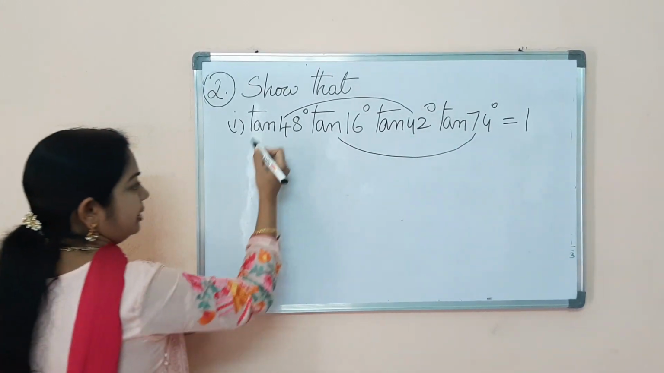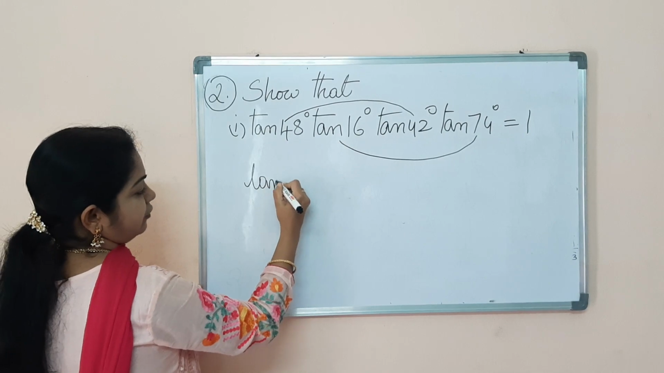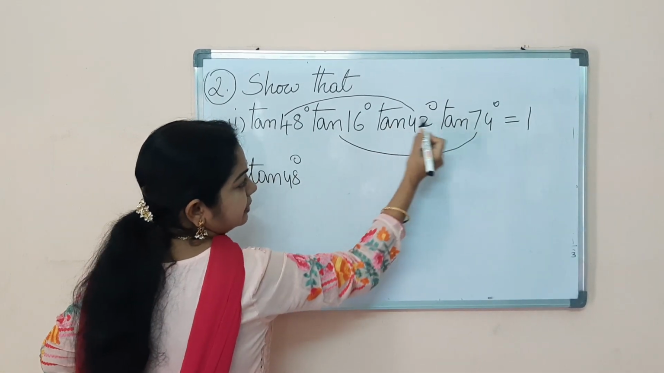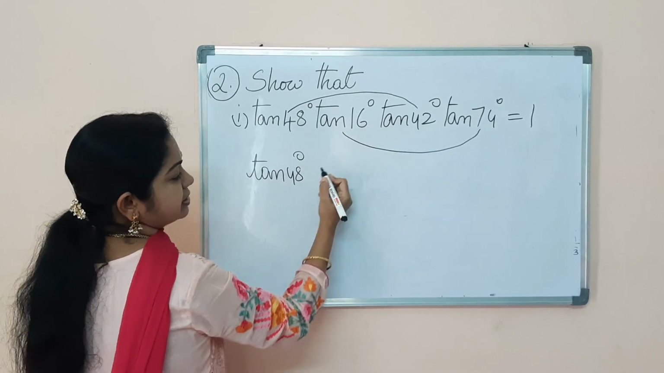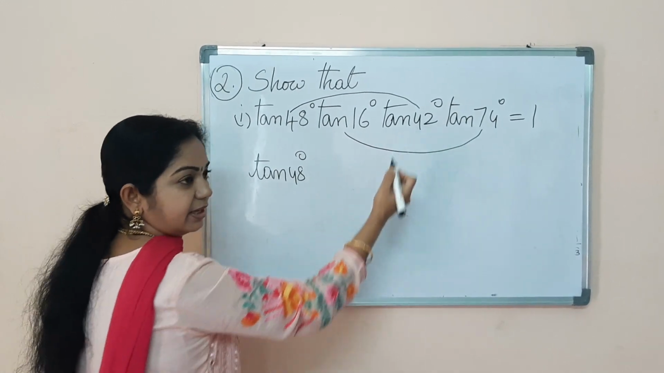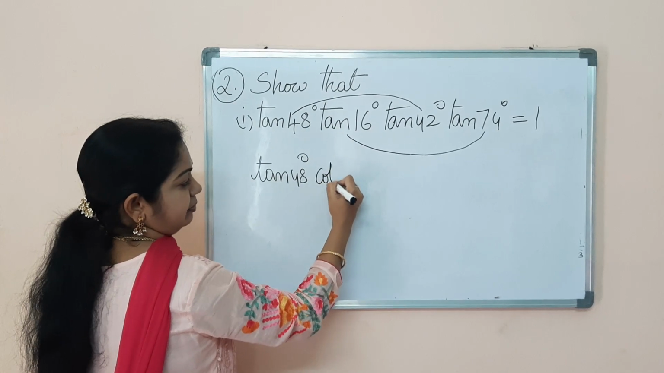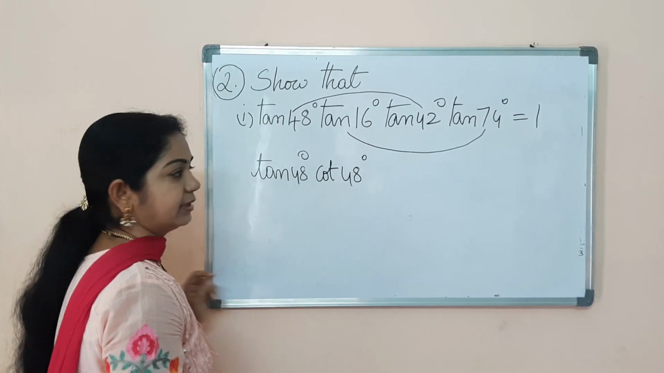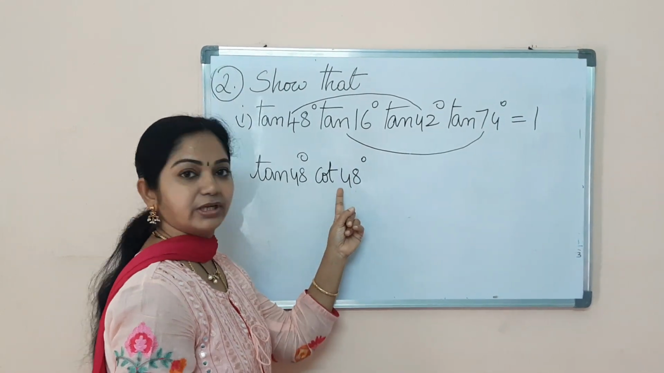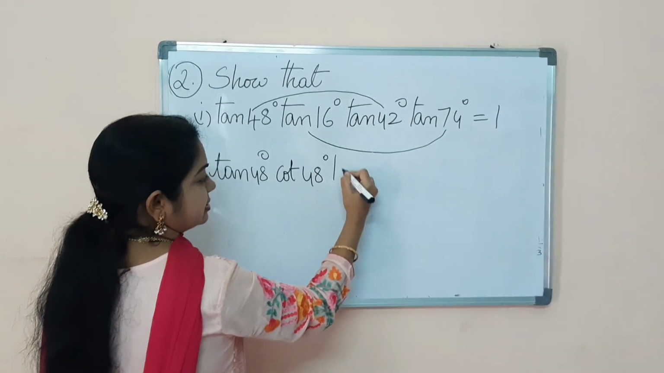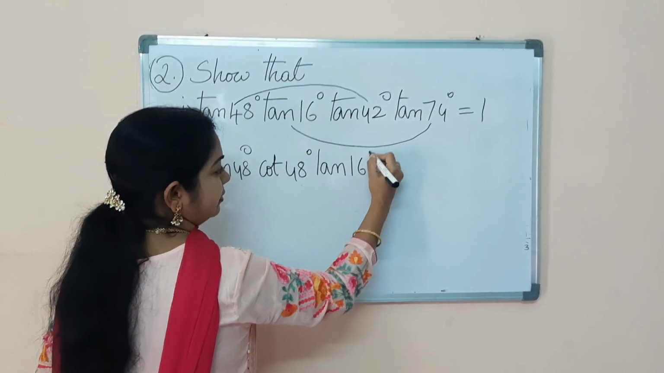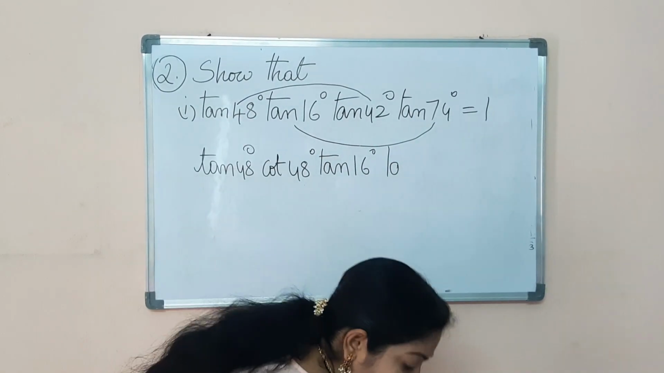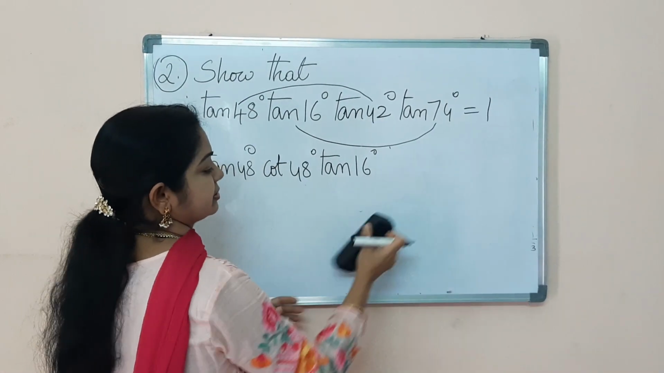When you take tan 48 degrees, and because this is all multiplication, tan 42 degrees, what is the complementary angle? It goes to cot 48 degrees. Tan 42 is cot 48. Again, tan 16, and tan 74 is cot 16 degrees.